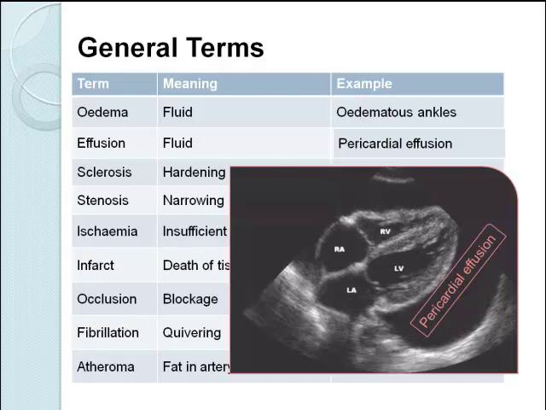You can see the heart chambers have been labelled here. We have LA for your left atrium, RA for your right atrium, LV for your left ventricle, and RV for your right ventricle. The pericardium is the outer wall of the heart, i.e. it is around the heart. So pericardial effusion is a fluid within the pericardium, or fluid around the heart.